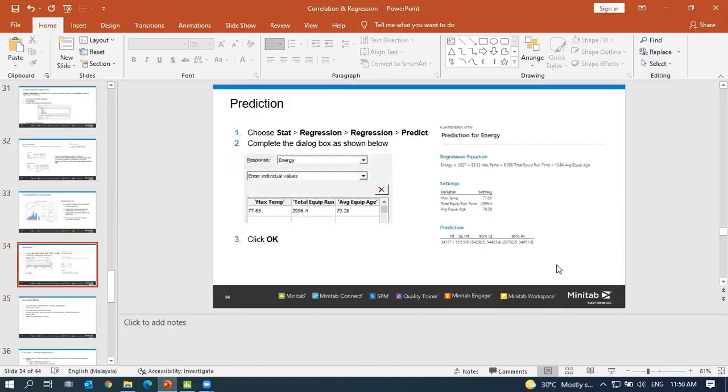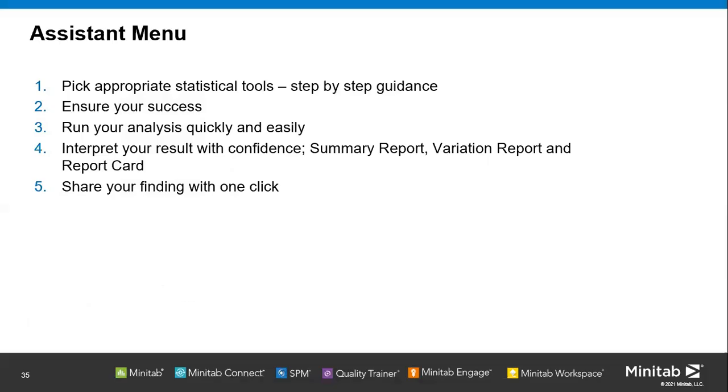So I think this one is system. Another step, you can run the regression using the Assistant menu. In the Assistant menu, you pick appropriate statistical tools, ensuring your success with the analysis. You can run analysis quickly and easily. You can interpret your result with confidence because we provide the summary report, the variation report, and the report card. And it's easy to share your findings with one click.